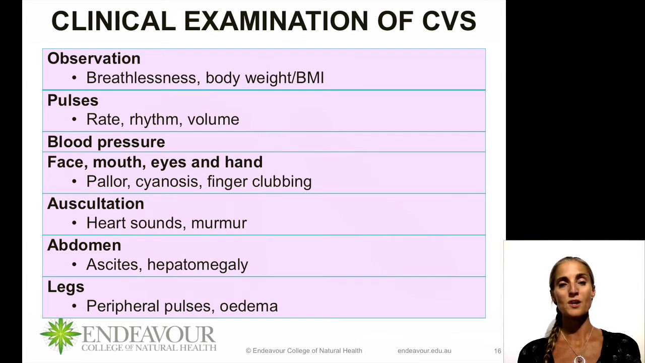Finger clubbing is also a sign of cardiovascular disease. Listening for those heart sounds is important. You can hear murmurs, you can hear various changes, and you will learn that in clinical examination. In the abdomen, looking for ascites, remember that's that fluid accumulation in the peritoneal space. Hepatomegaly, that's enlargement of the liver. And looking for changes in those peripheral pulses in the legs and also swelling in the legs.